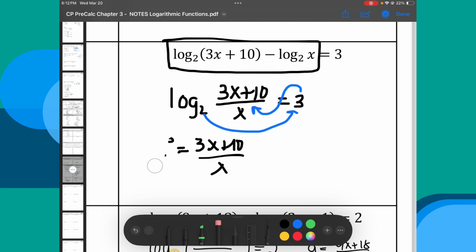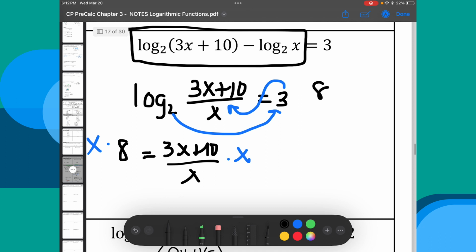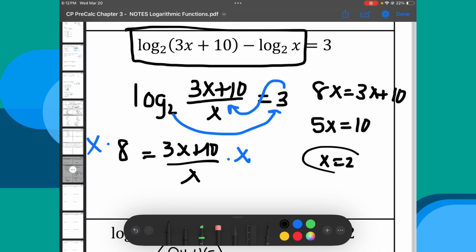2 to the 3rd is equal to 8, so I'm just going to replace that with the 8. And now I can multiply this side by x to cancel out the denominator. That's going to give me 8x is equal to 3x plus 10. I can subtract the 3x from both sides. Divide by 5. And x is equal to 2.